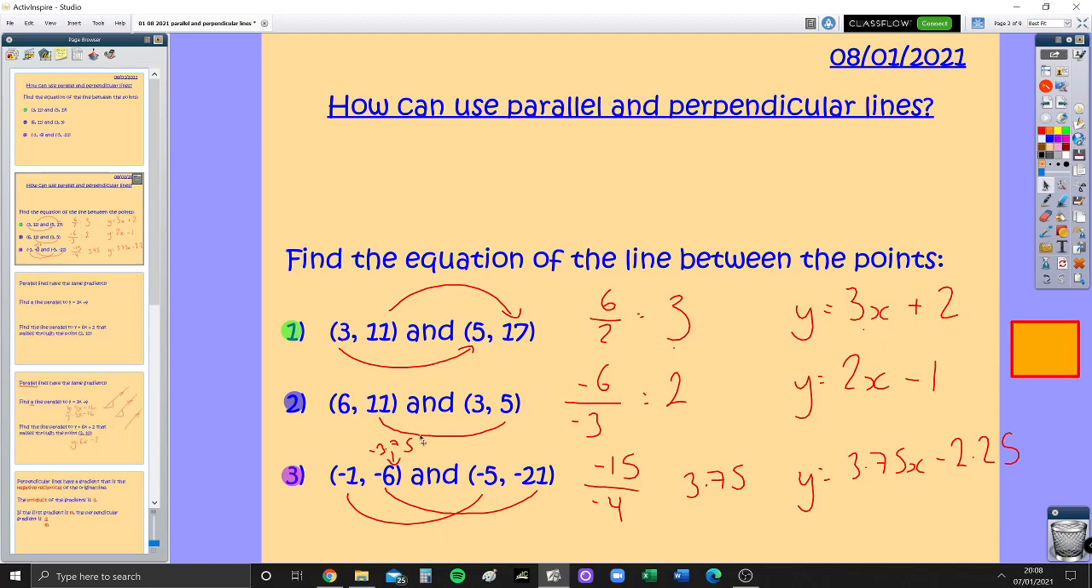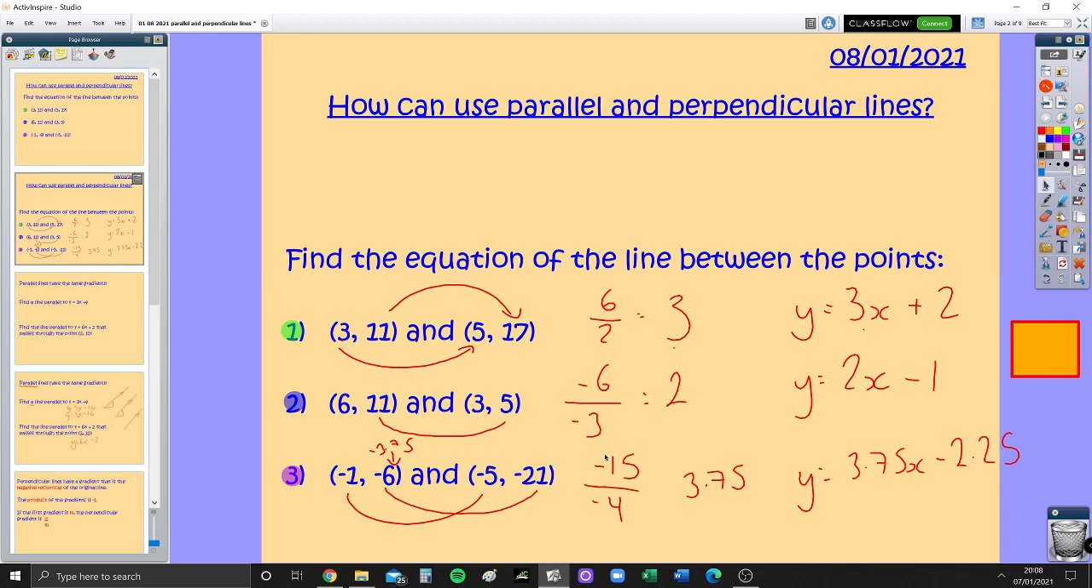Likewise, in the second question here, we've gone down from 11 down to 5, so we've gone down by 6 for our y values, and x values here have gone from 6 down to 3, so we've gone down by 3 for our x values, and then that's given us minus 6 over minus 3.